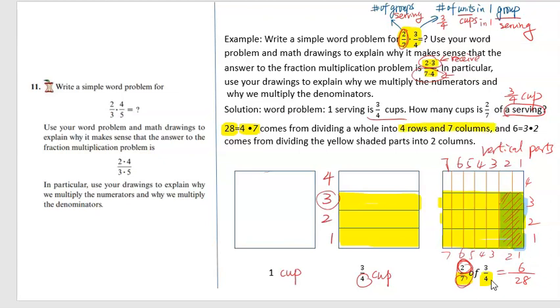And then how many did we eat? Well, what is 2/7 of a serving? How many cups? It's going to be 6 parts, the ones shaded here. Why? Again, although we have 4 rows, we only took 3 rows. So that's 3. Although we have 7 columns, we only got 2 columns. So 3 times 2 gives us 6 parts from dividing the yellow shaded parts into 3 rows and 2 columns. So the answer is 6 parts out of 28 parts.